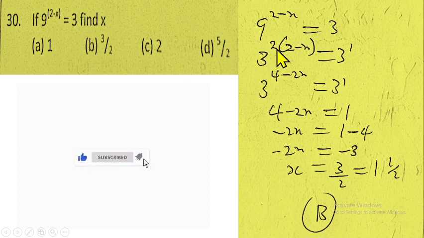That should give us 3 raised to power 2 into 2 minus x equals 3 raised to power 1. The base can take care of the base. So that means you'll be having 2 times 2, which will give us 4. 2 times minus x will give us minus 2x equals 1. Collect like terms, that will be minus 2x equals 1 minus 4. That will give us minus 3. The minus will take care of the minus. x will be 3 over 2. So option B is the correct option for question number 30.